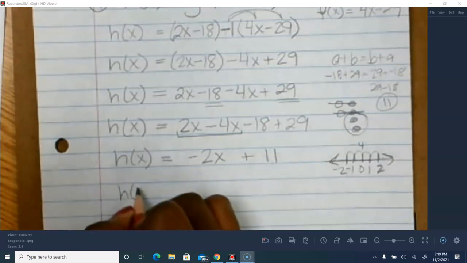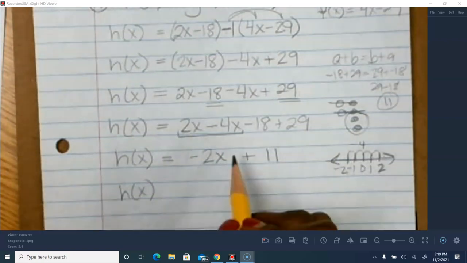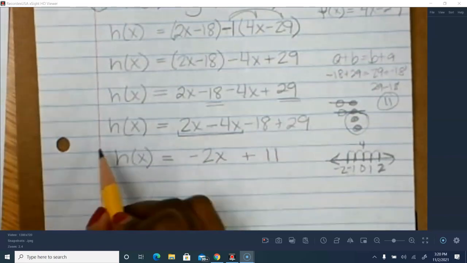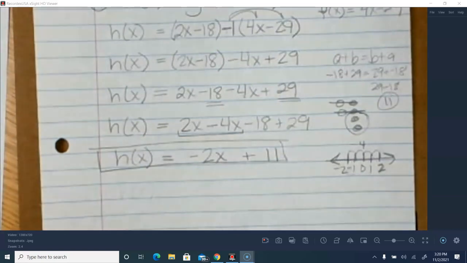So negative 18 plus 29 is 11. So now my final line is going to be, well, there's nothing else to do. So this is actually my final line. My final line, because I cannot combine these two, is going to be h of x is equal to negative 2x plus 11. All right, that's number 4. Now let's look at number 5.